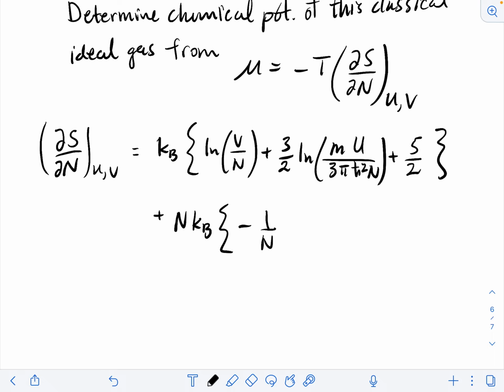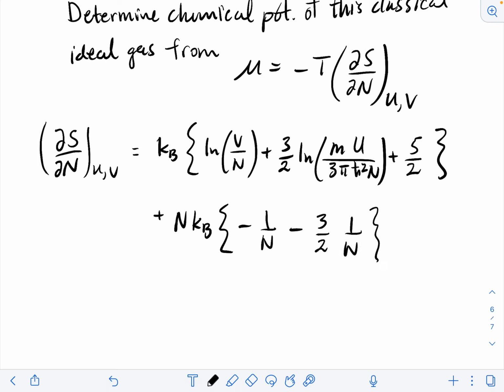Same thing for the second term. I could write this as 3/2 ln of mu over 3 pi h bar squared minus 3/2 ln of 1 over n. Minus 3/2 ln of n. And when I take the n derivatives, I would get minus 3/2 1 over n. So that's what we get. We get minus 3/2 1 over n.